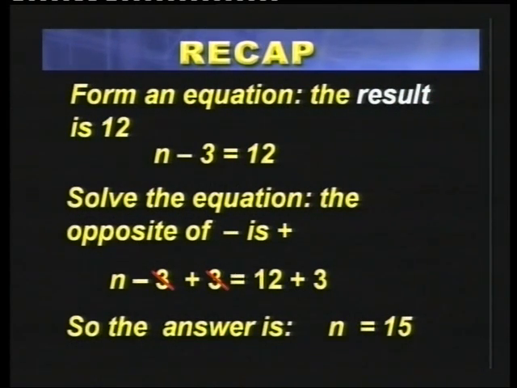So that is from your previous lesson. Remember, result comes after the equal sign. Here we are looking for the unknown as our answer, which is 15. So n is equal to 15 in this equation here, n minus 3 equals 12.